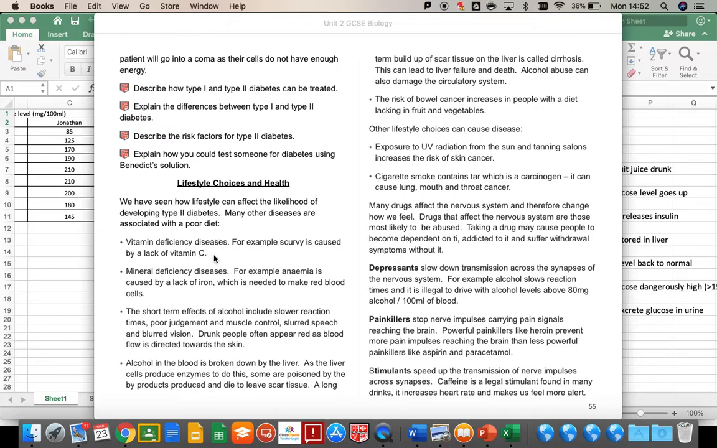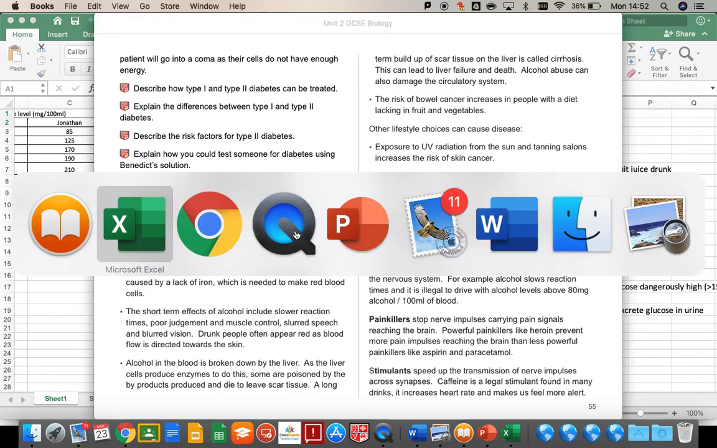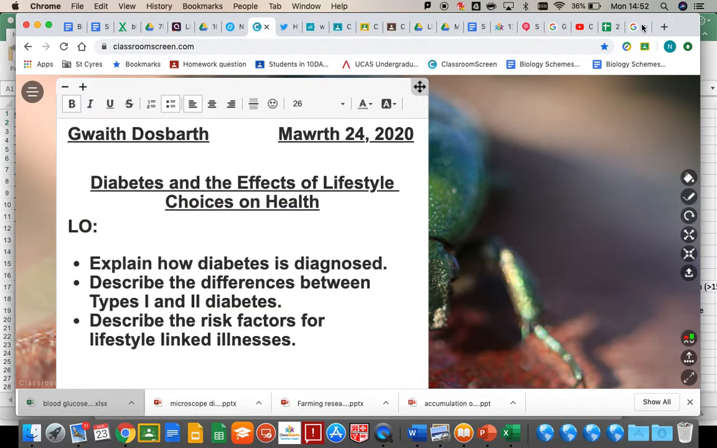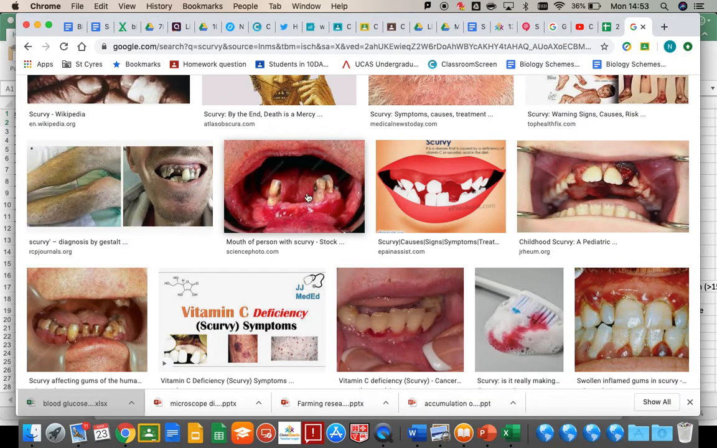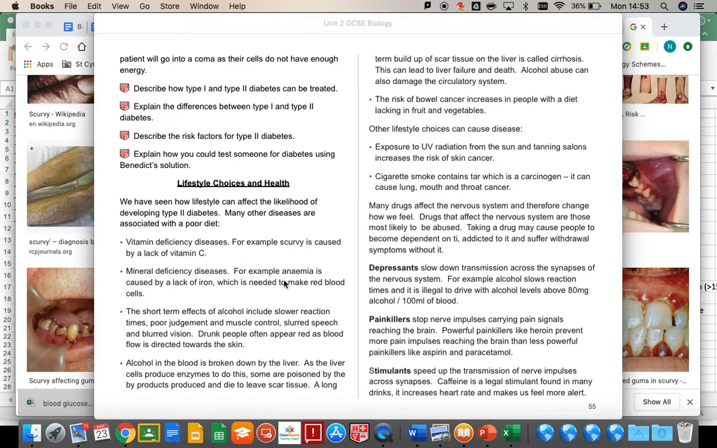Okay, next is onto the lifestyle choices and health section. Vitamin deficiency diseases. If you do look up what scurvy's symptoms are, this will certainly encourage you to have your 5 a day. Mineral deficiency, iron, anemia, lack of iron, alcohol, short and long-term effects, bowel cancer we've got here, UV radiation, tanning salons, etc. And this is really just revising what you did in year 10 about the effects of smoking. Okay, so then we will go on from that and move on to drugs next lesson.